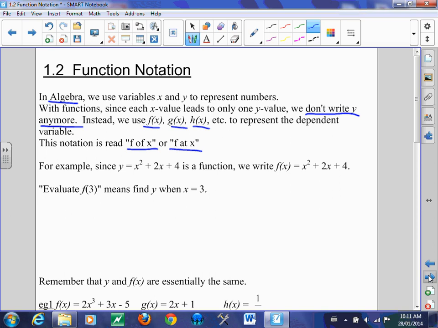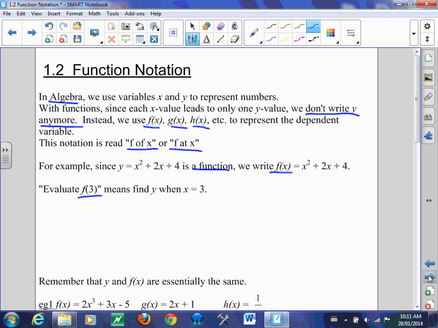Ladies and gentlemen, if we take this example, y equals x squared plus 2x plus 4. Since this is a function, because it's a parabola when we graph it, we write it as f of x. What we can do is sub in values. So I could say, what is f at 2? What is f at 3? What is f at 4? And we're going to get to that in this next line.